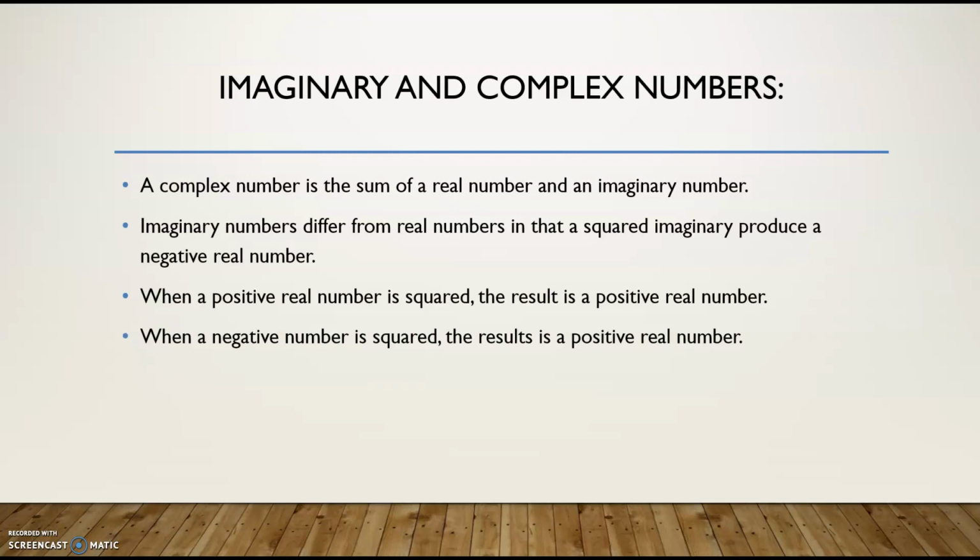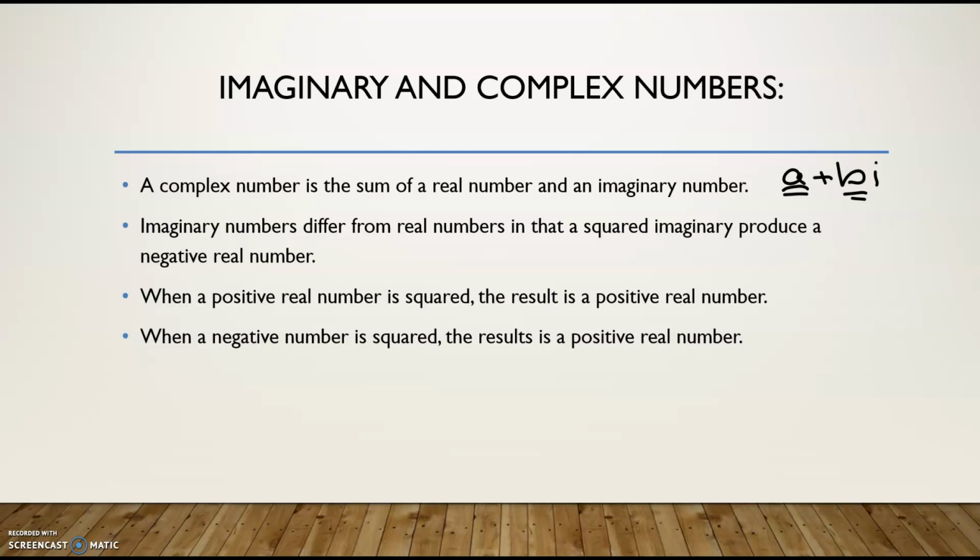Okay, so imaginary and complex numbers. A complex number is the sum of a real number and an imaginary number. It looks like a plus bi. So this first part here is the real part, and the second part here, the one attached to the i, that's the imaginary part. Imaginary numbers differ from real numbers in that squaring an imaginary number produces a negative real number. When a positive real number is squared, the result is a positive real number. When a negative number is squared, the result is a positive real number.